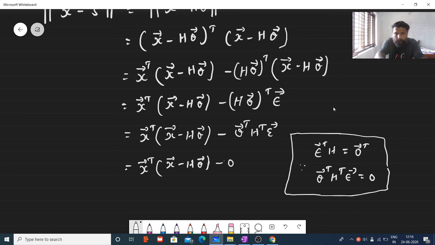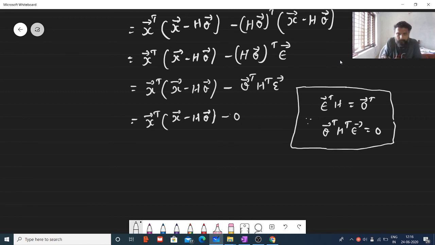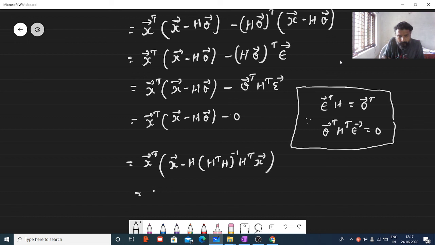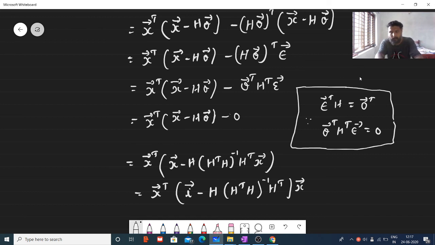Okay, so the term will be x transpose x minus theta hat, already you know it is nothing but h transpose h whole inverse h transpose into x. So that changes to x transpose, if I take x outside it will be I minus h into h transpose h inverse h transpose into x. This is the same equation that we have obtained already.